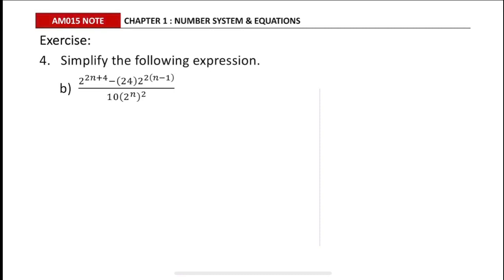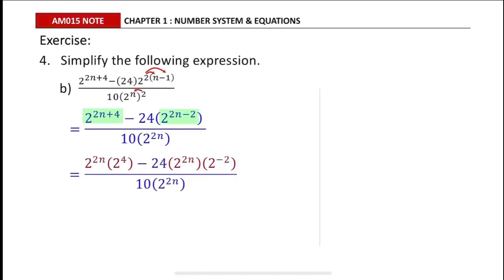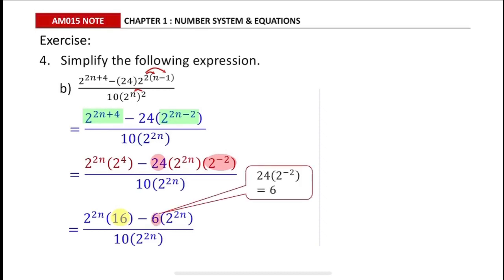Question 4b is to simplify this expression. First, we multiply the power. Then apply the multiplication rule for 2 to the power of 2n plus 4 and 2 to the power of 2n minus 2, which then becomes the expression in maroon color. 2 to the power 4 is equal to 16, and the multiplication of 24 and 2 to the power of negative 2 equals 6.